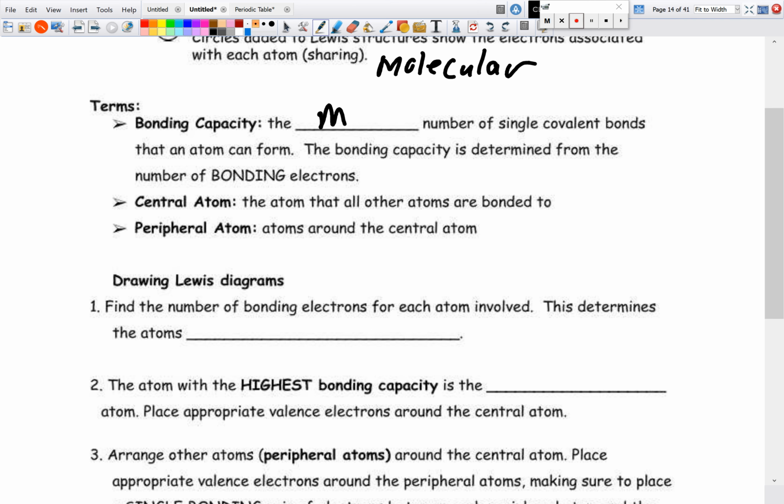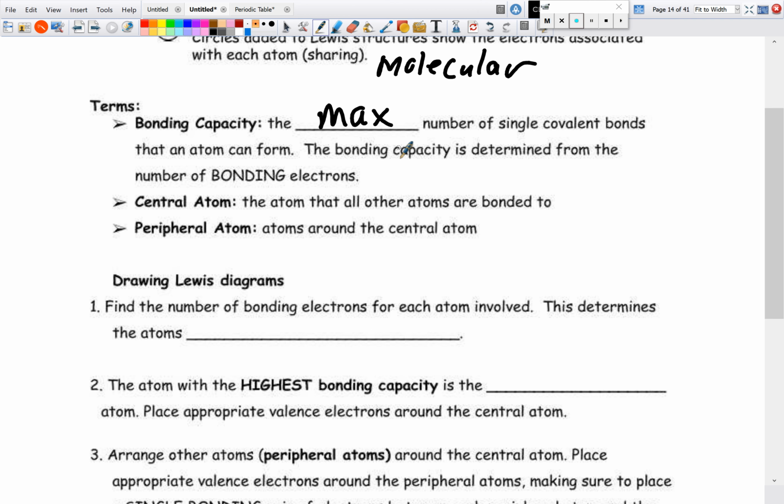So this is the maximum number of single covalent bonds that an atom can form, or basically how many bonding electrons there are. And that is what we call the bonding capacity. So nitrogen has 3 bonding electrons, so its bonding capacity will be 3.